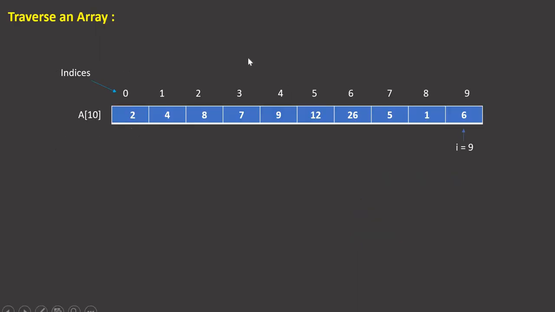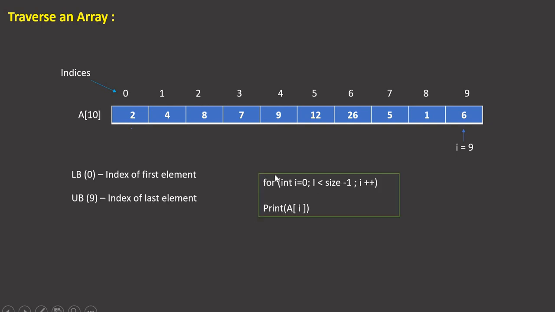Okay, so if I see this example, the first element is at 0, which means the lower bound is 0 here and the upper bound is 9. If I want to access this, whatever I wrote in the algorithm, this can be satisfied by using the for loop, because the for loop gives us all the things we want to traverse an array. Let me show you.